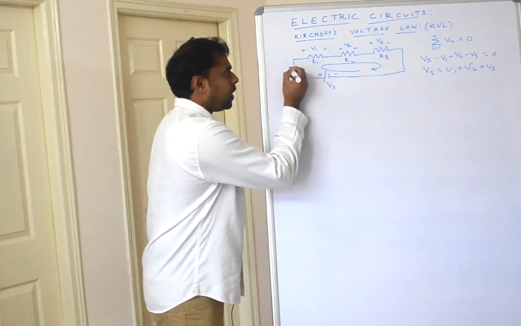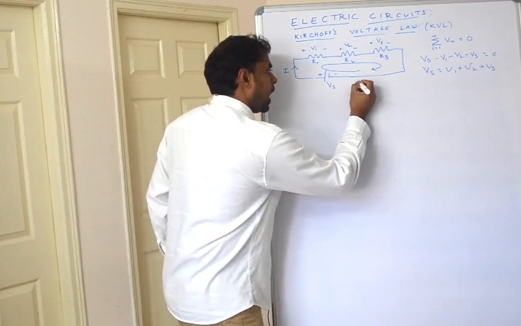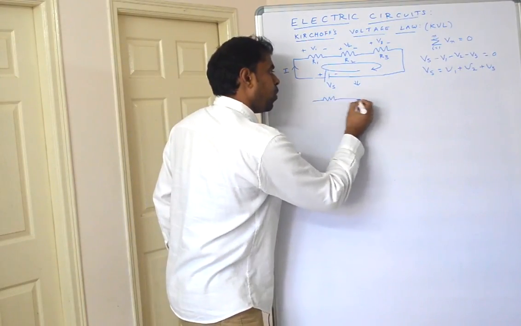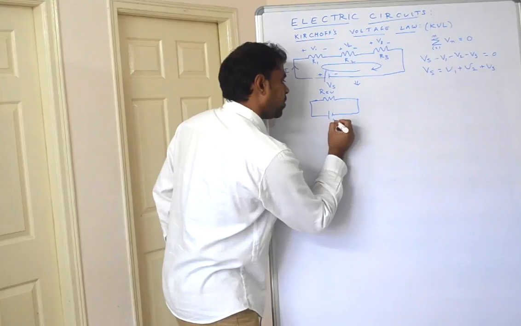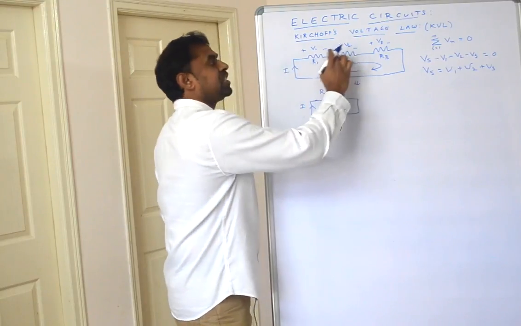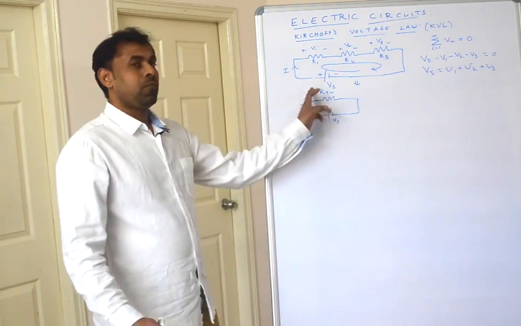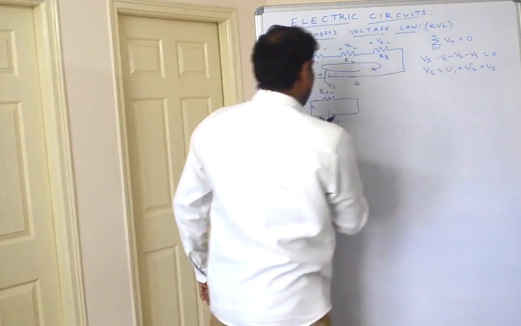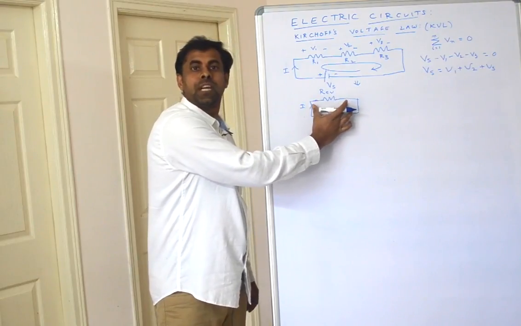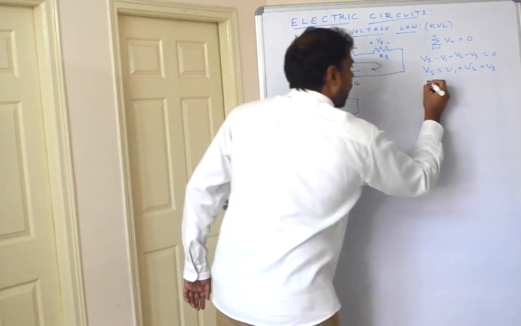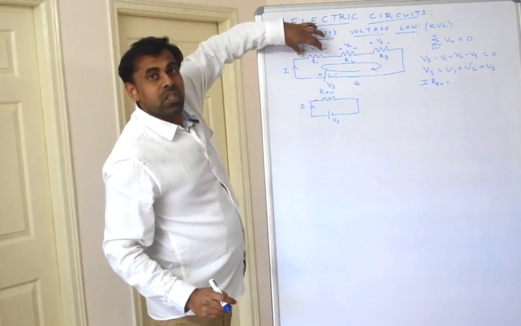Suppose let us assume a current of I is flowing. I am representing these three resistances with one equivalent resistance, which is R equivalent. From this we can write Vs is nothing but I into R equivalent, because we have represented them by one resistance. What is V1? V1 is the voltage drop across R1.